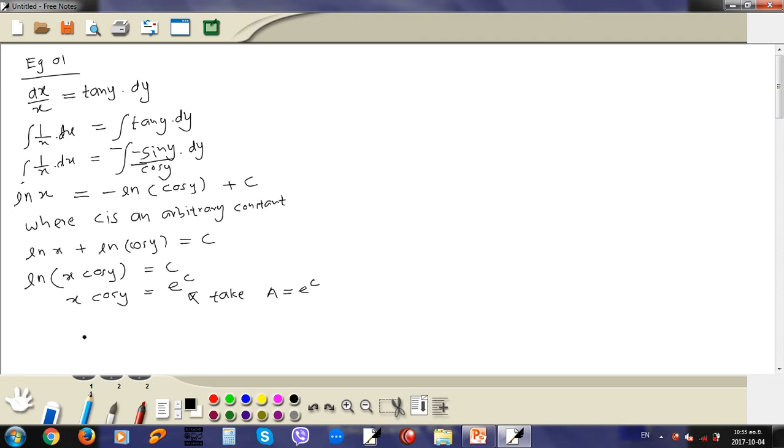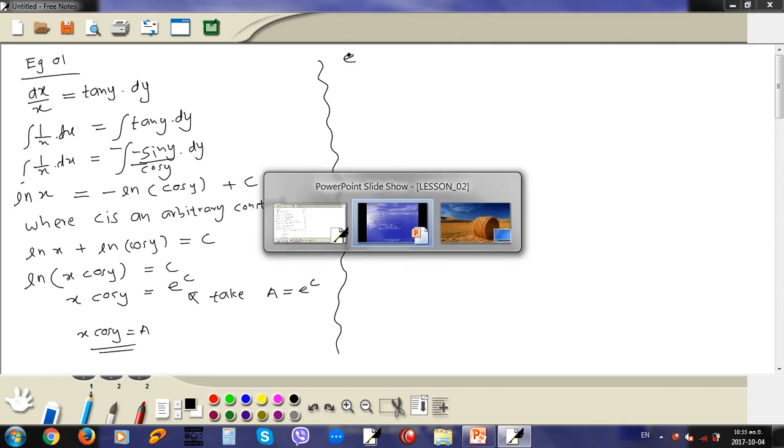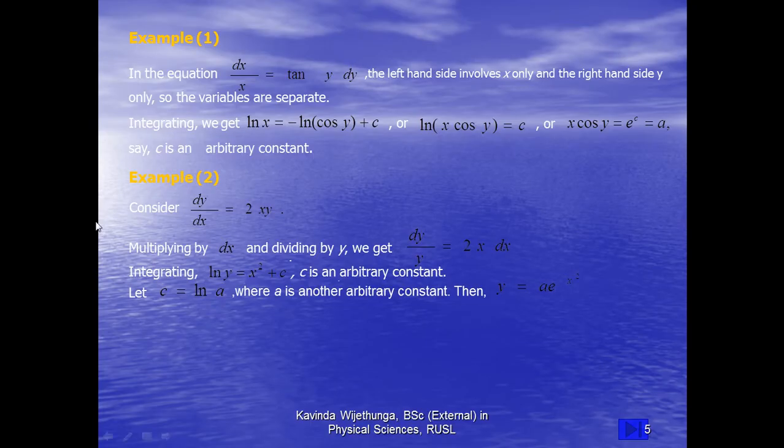So then you can write x cos y equals a, right? This is the answer. That is not a very difficult one. Yes, separation of variables, you did those things in your A levels, and I'm taking another example. Example 2, this one. So this is the answer, x cos y equals a.